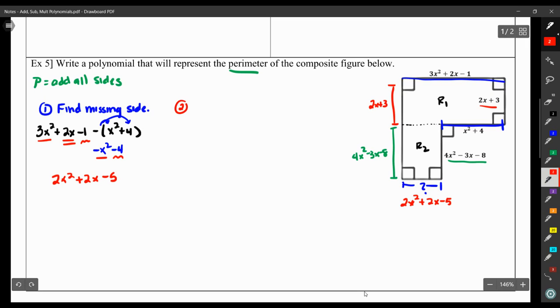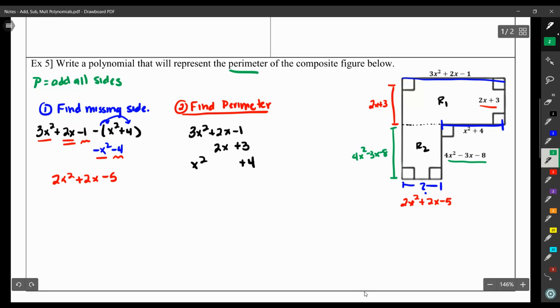So step 2 is find the perimeter. Now that I have all the sides, let's find the perimeter. The key to this one is finding a way to organize your work. So I'm going to write these vertically, and I'm going to line up all of their like terms. So 3x squared plus 2x minus 1. Then we have the 2x plus 3. Then we have the x squared plus 4.